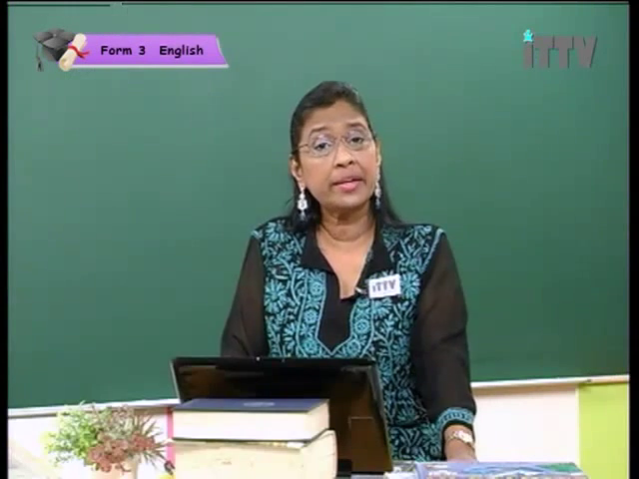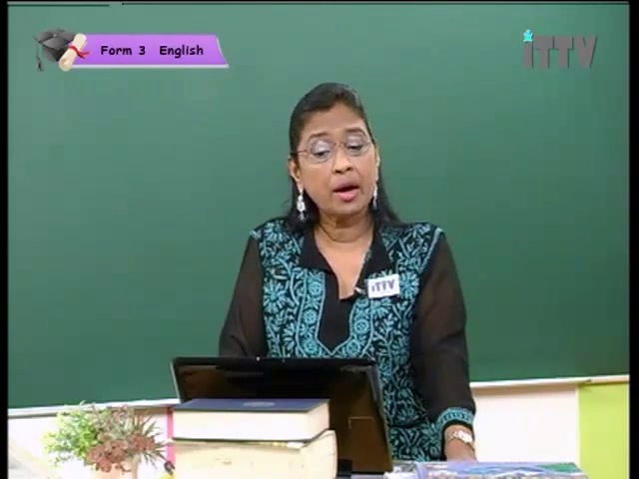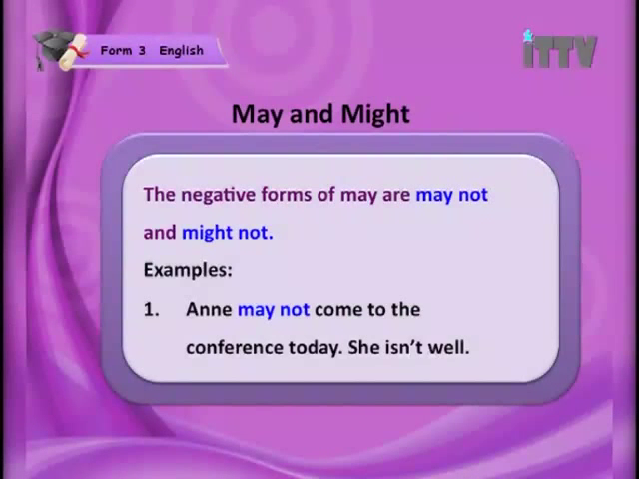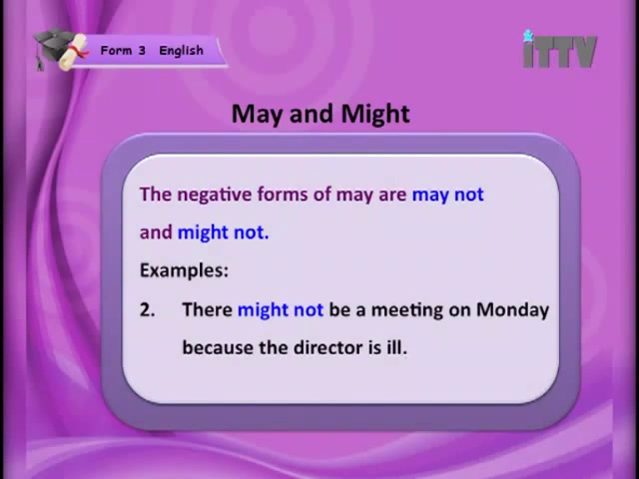Now we are going to look at the negative forms using may and might. So follow the lesson, students. The negative forms of may are may not and might not. Now the sentences. Number 1: Anne may not come to the conference today. She isn't well. Number 2: There might not be a meeting on Monday because the director is ill.